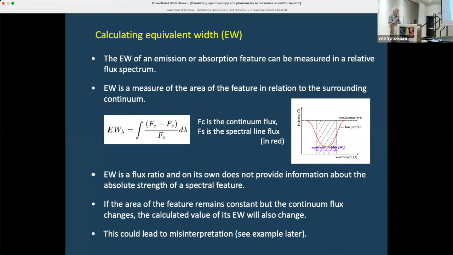And it's a flux ratio, so on its own, it doesn't provide information about the absolute strength of any spectral feature. And if the area of the feature remains constant, but the continuum flux changes, then the calculated value of the equivalent width will also change. And that is a potential issue. It could potentially lead to misinterpretation if all you're looking at is the equivalent width. And I'll show you an example where that could occur later.